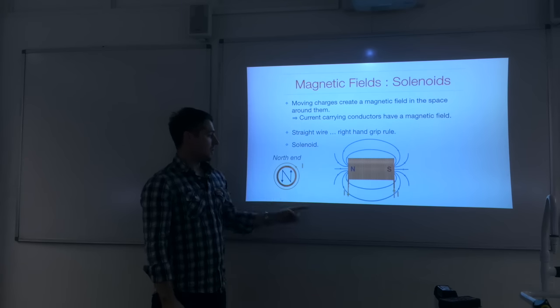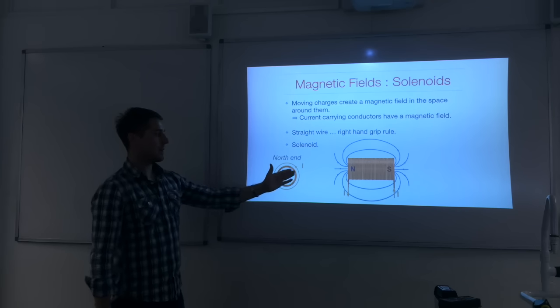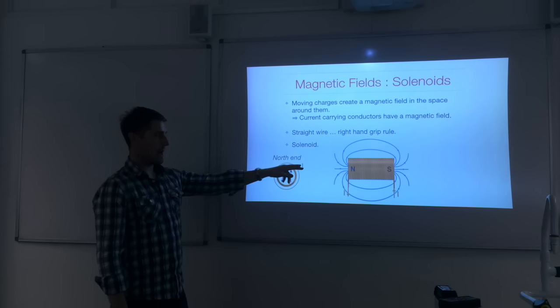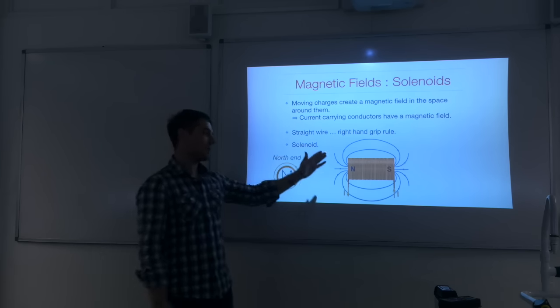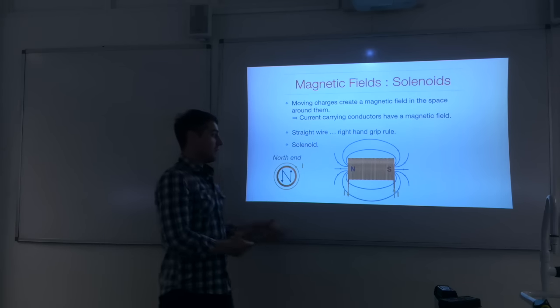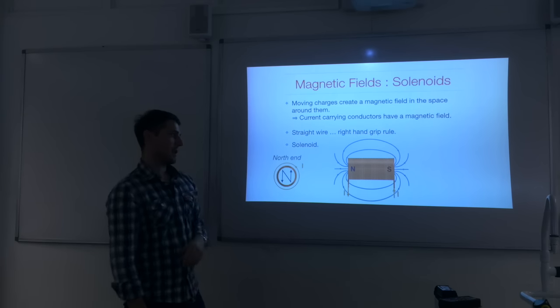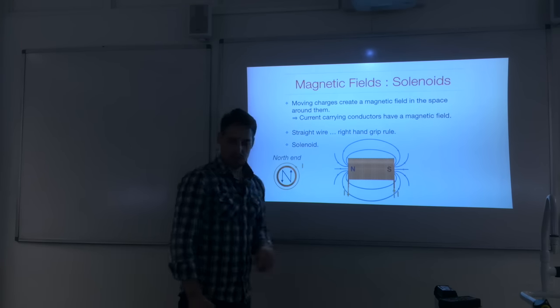So if you knew the current direction, you could determine which pole you have. That's right, north. So you know it's north. Also, if you knew that it was north, you could work out which way the current direction was by drawing the N in there. So that's the first thing.